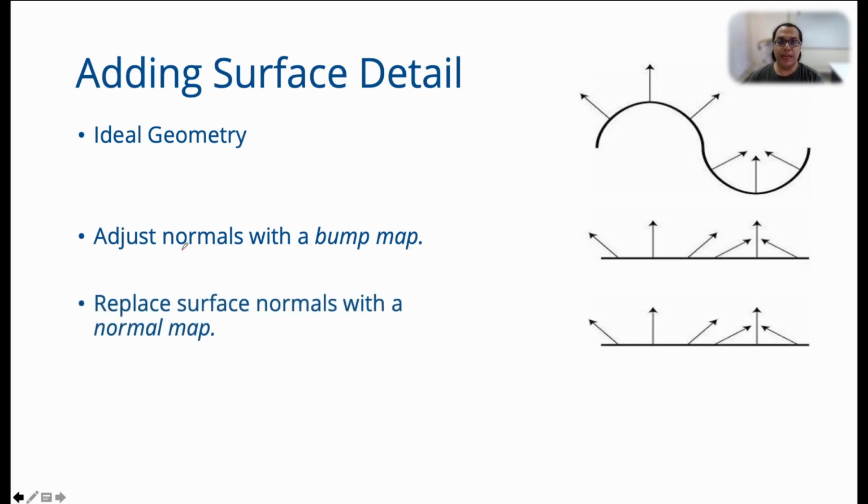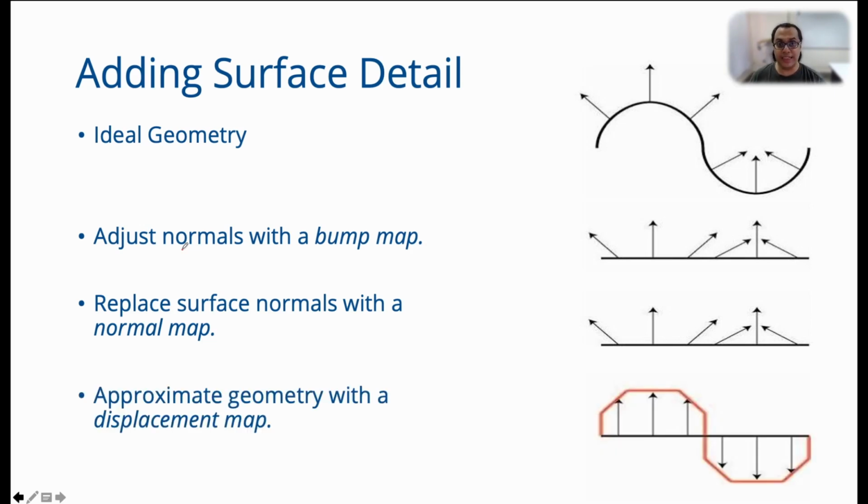You can completely replace the normals of one surface by normals of another surface. So you can replace the normals of the flat surface by the normals of curved surface. And you can do this by storing the normals of the curved surface directly into a texture map, in which case the texture map is known as a normal map.